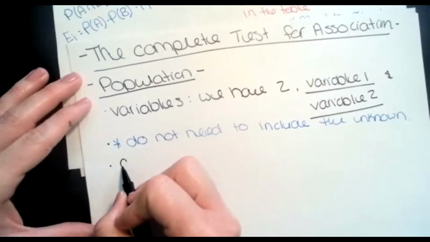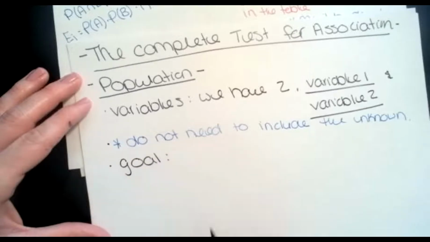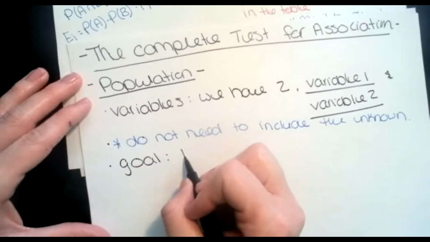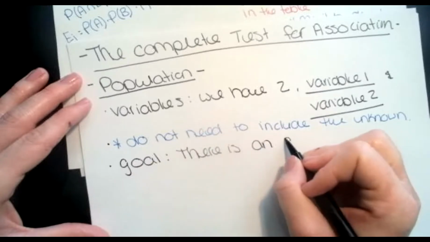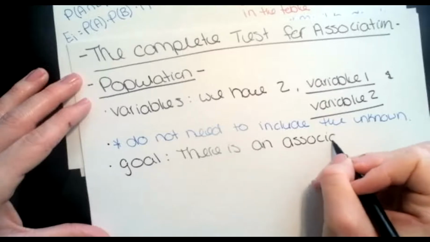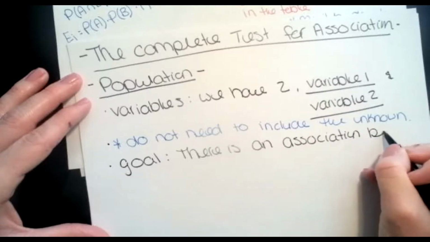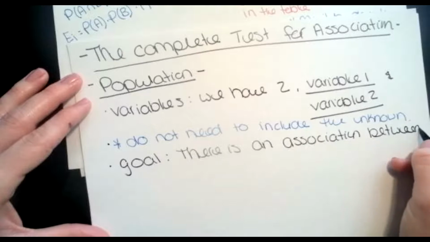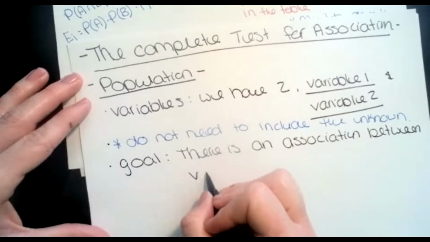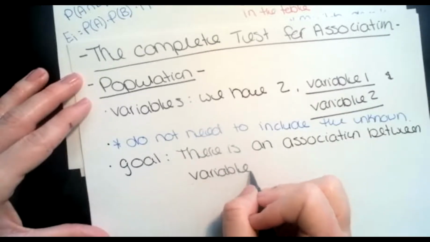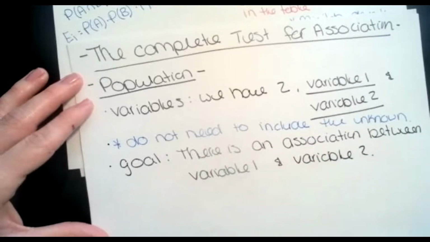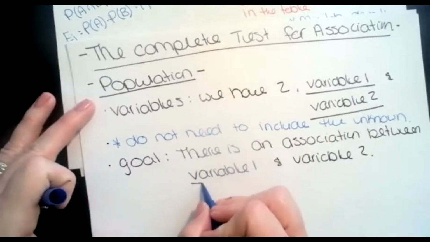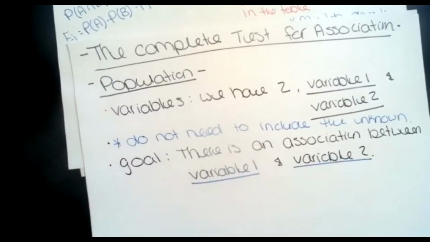And then, of course, we have our goal. Remember, the goal is very important for us. So the goal here is that there is an association between variable 1 and variable 2. Now you will fill those blanks in, right? You will actually list the two variables that you just wrote up here. You won't call them variable 1, variable 2.